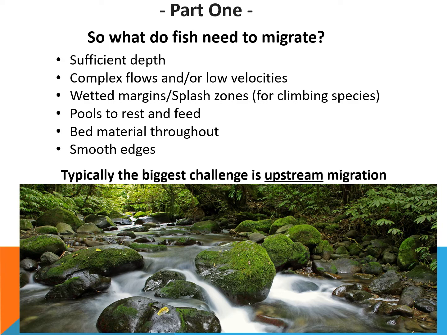Well, obviously they need sufficient depth for their particular body shape or type. They need complex flows and or low velocities, wetted margins, splash zones for climbing species that may be outside of the main flow. Ideally they have pools to rest and feed, particularly if they're drift feeders and the food comes to them. They need bed materials, always a good thing and a good measure of the success of remediation. And smooth edges are ideal, particularly for the likes of lamprey. And in this world, typically the biggest challenge is upstream migration.